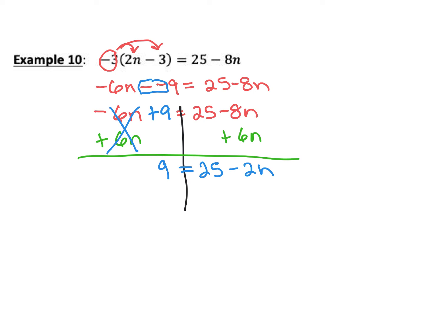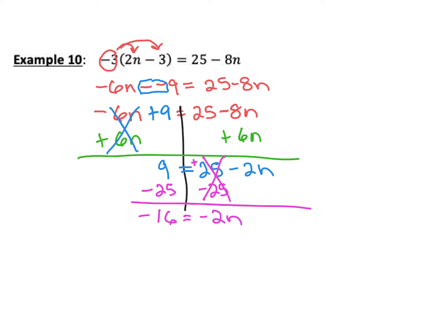Okay, so now I want to get it so the 25 is over with the 9 with his friend. So that is a positive 25. How do we get rid of a positive 25? I subtract off 25 from both sides. So 9 minus 25 is negative 16 equals, positive and negative 25 go away. We have the negative 2n.